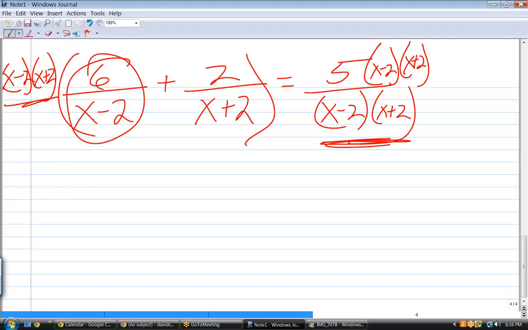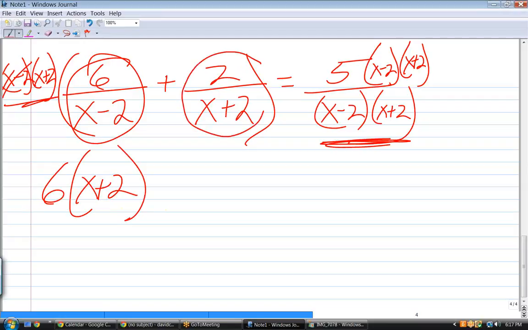No, we're doing this so that we can rid ourselves of all the denominators in one step. In other words, if I multiply the left side of the equation by this, this term becomes x plus 2 times 6. Right. No denominator. The denominator got canceled out. Now when I multiply this by this term over here, the x plus 2 gets canceled out, and I'm left with just the x minus 2 in the numerator. And on the right side, everything gets canceled out, and I'm left with just 5.